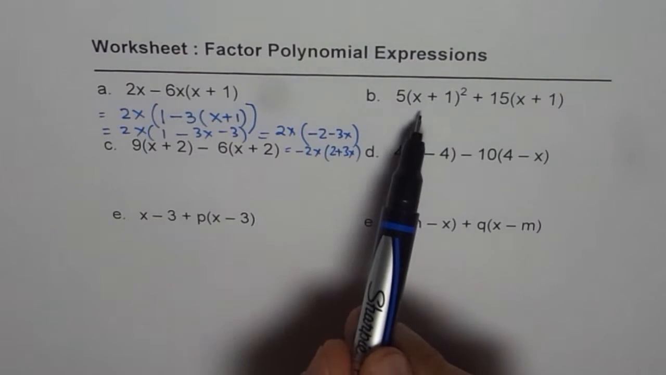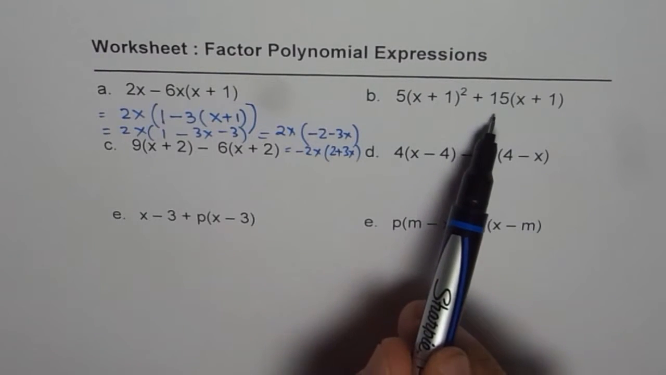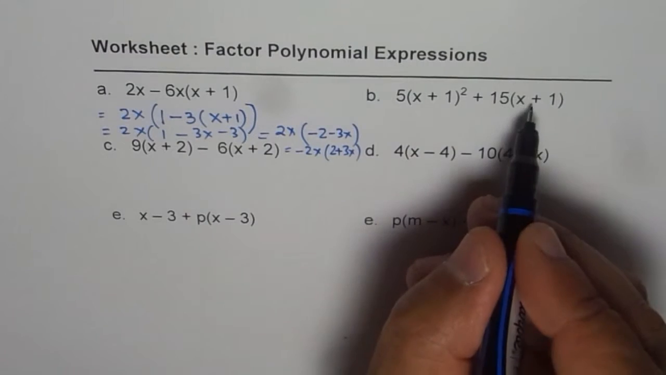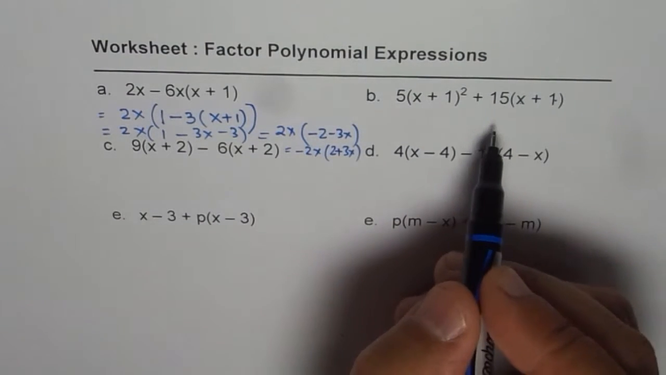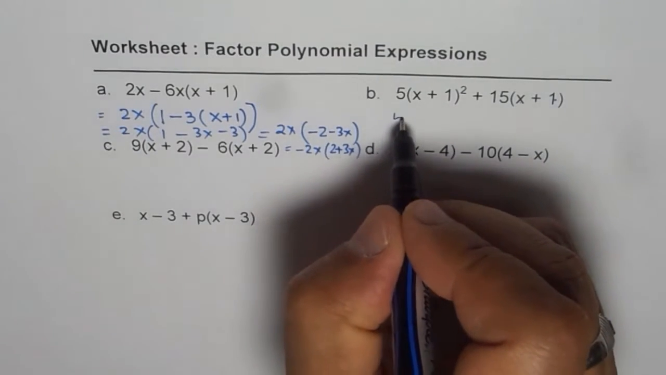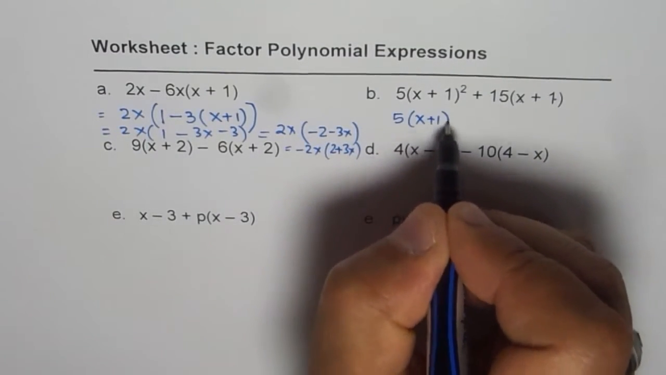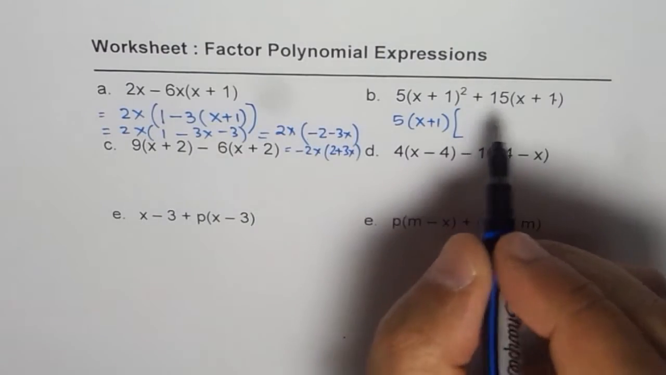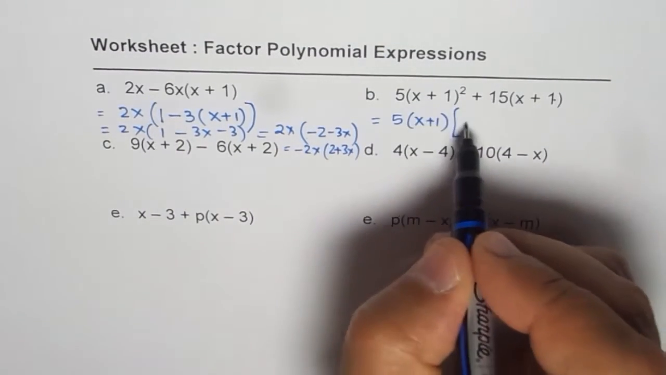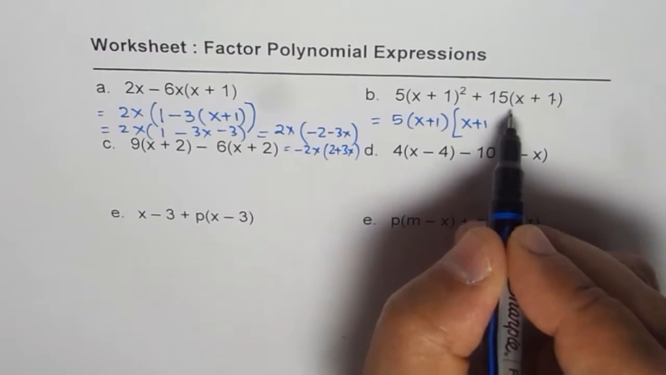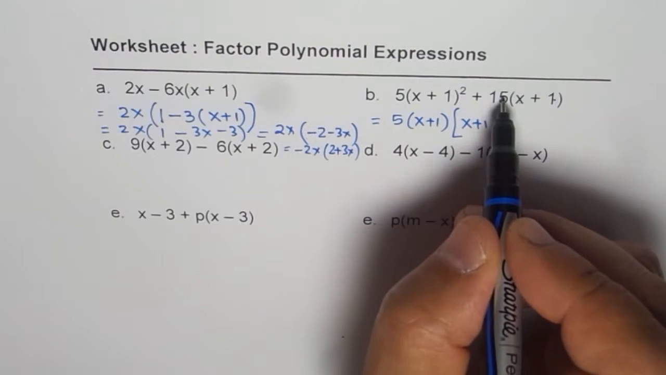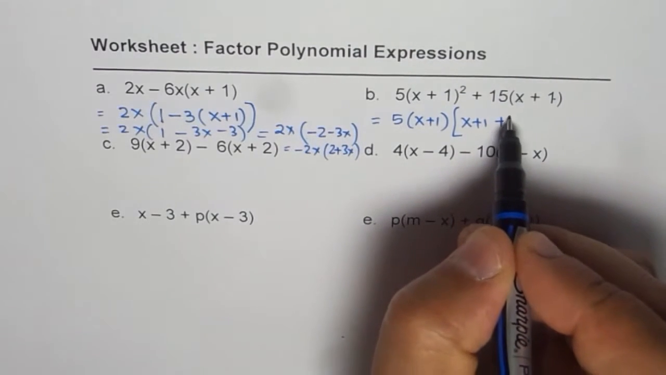Part B is 5 times x plus 1 whole square plus 15 times x plus 1. Now, amongst these, the common factors are x plus 1 is common and also 5 is common, correct? So we can take 5 times x plus 1 as a common factor, and inside the brackets, I'm using a different kind of bracket now, we are left with x plus 1 from the first term, and in the next term we are left with 3, because 3 times 5 is 15, right? So we get plus 3.